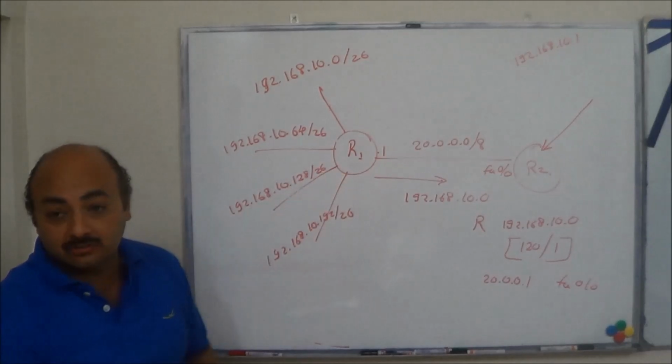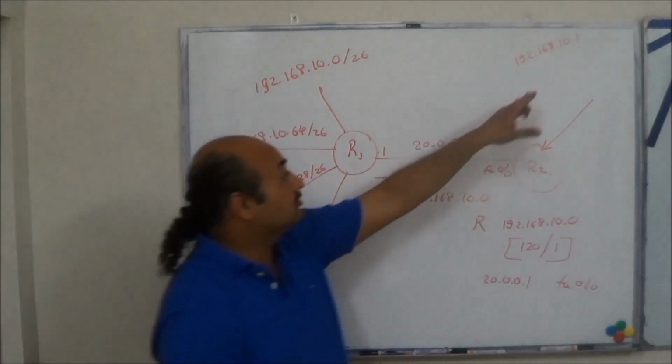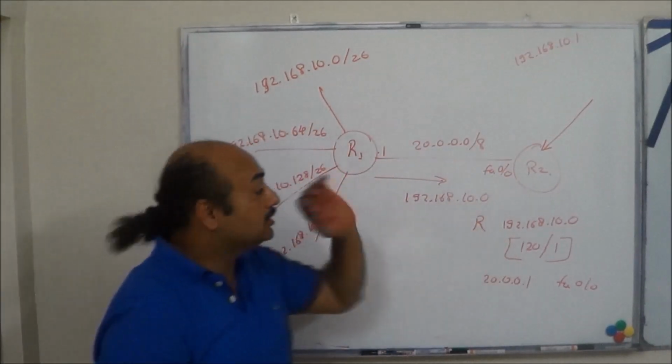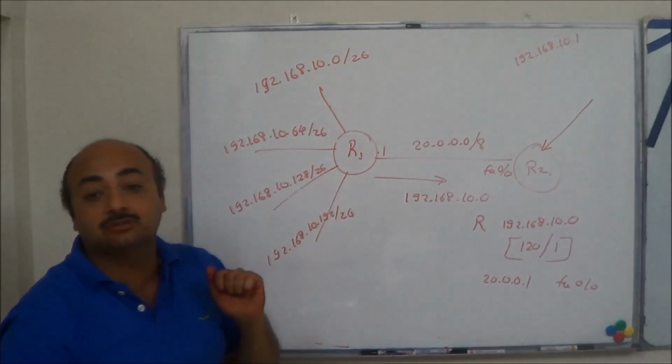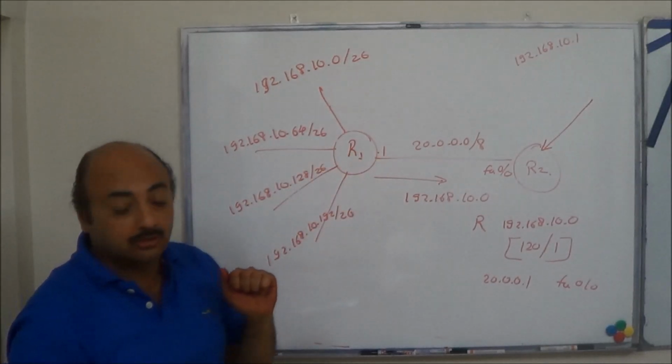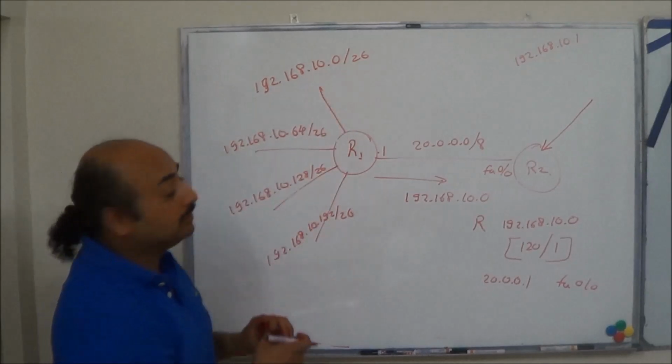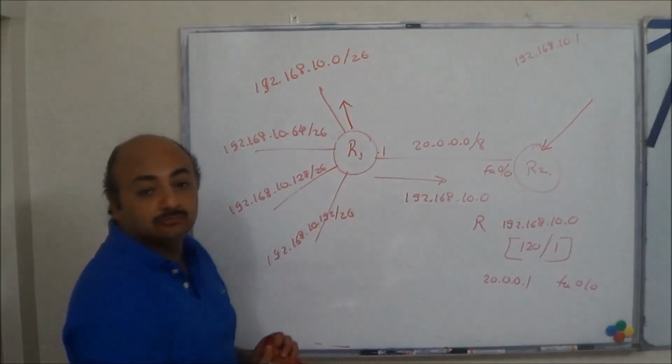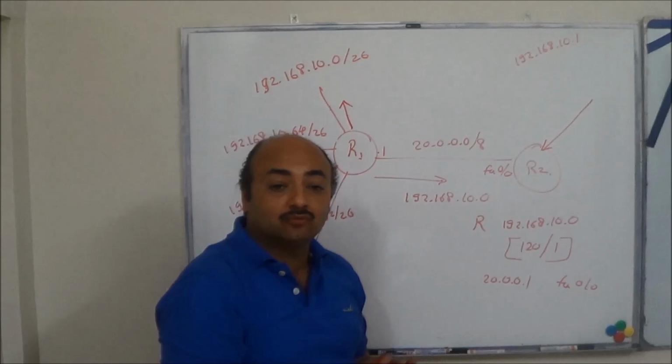The packet reaches here. What packet? With the destination IP 10.1. This checks, oh, 10.1 belongs to which subnet? It belongs to this one. So I need to forward it here. So did we need to send all the information here?